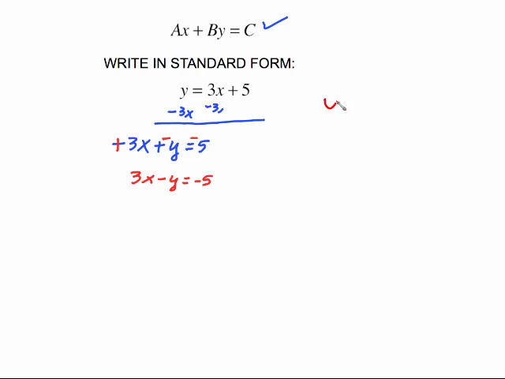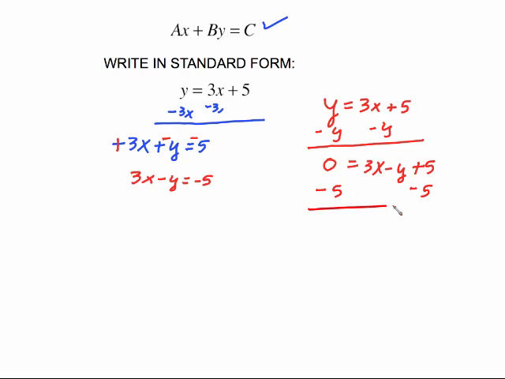Now another option up here would have been to move stuff to the other side. I could subtract y from both sides. And that gives me 0 over here, but that's okay. This now says 3x minus y plus 5. Next thing, get rid of that 5. Subtract 5 from both sides, and that gives us negative 5 equals 3x minus y, which is standard form. If you feel better and you really want this over on the left side, well then swap it around and you get this right there. So your choice on how you do the problem.